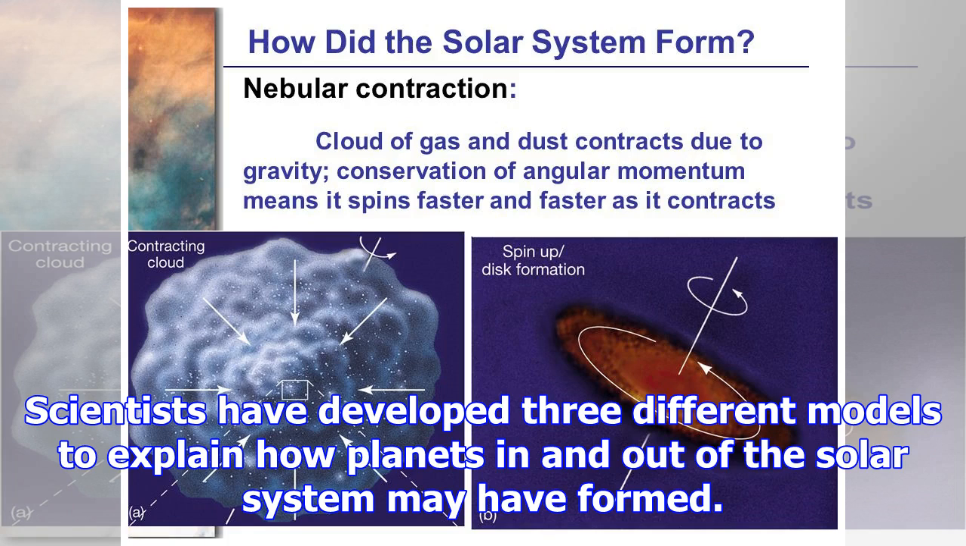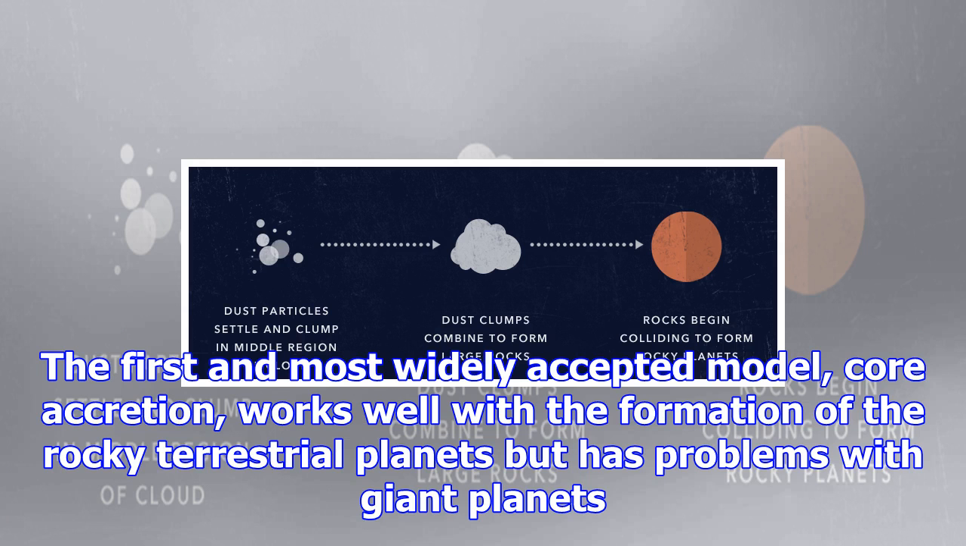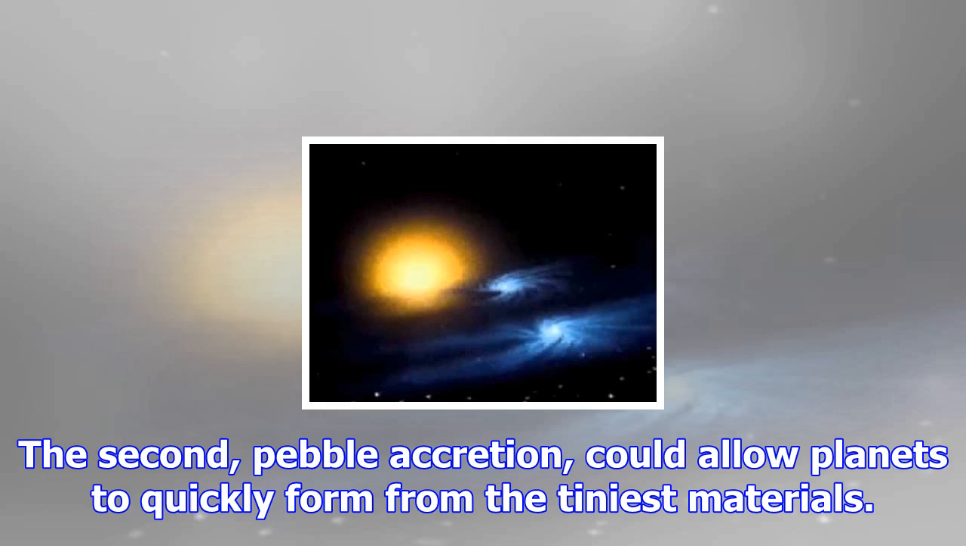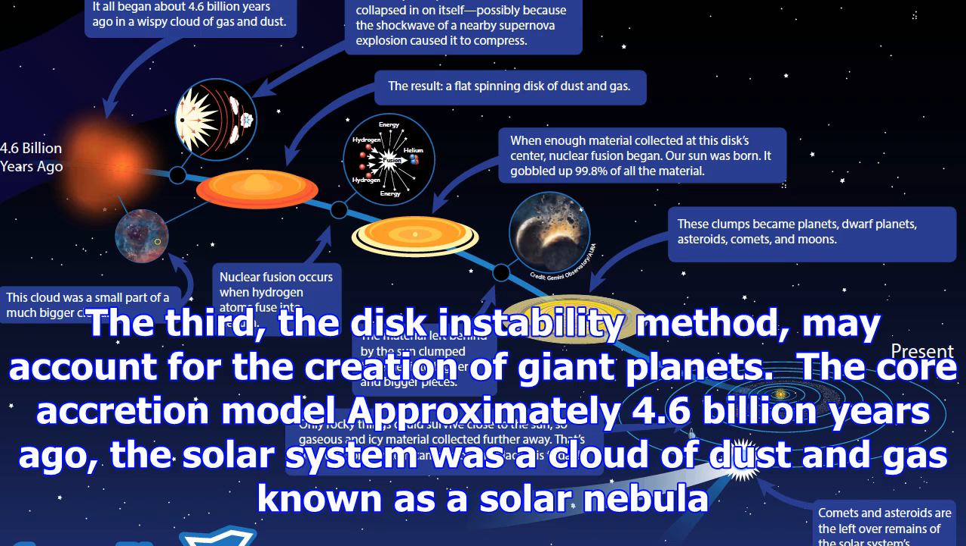Scientists have developed three different models to explain how planets in and out of the solar system may have formed. The first and most widely accepted model, core accretion, works well with the formation of the rocky terrestrial planets but has problems with giant planets. The second, pebble accretion, could allow planets to quickly form from the tiniest materials. The third, the disk instability method, may account for the creation of giant planets.